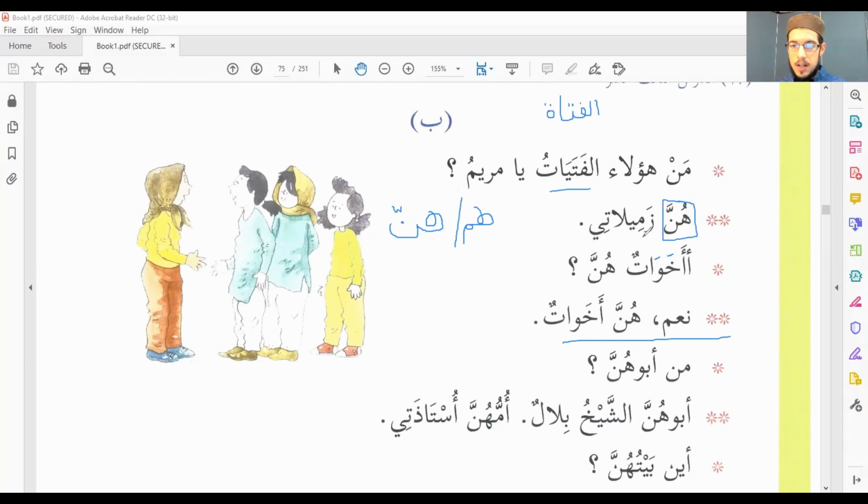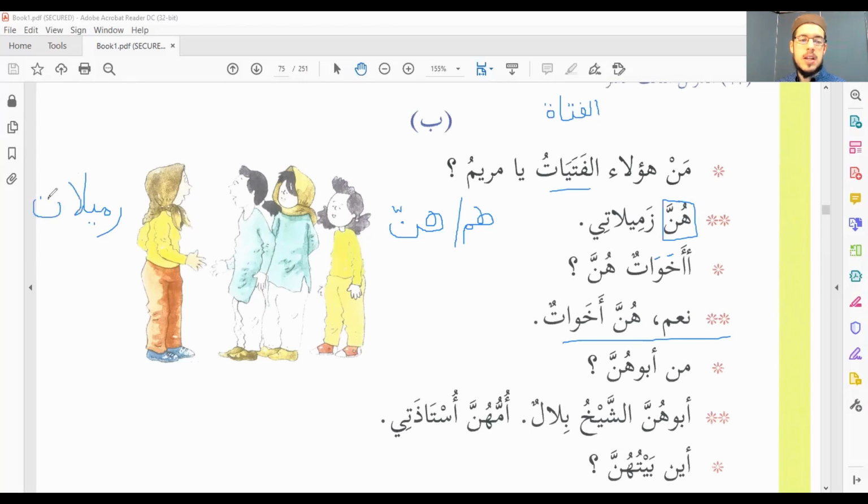So we have hunna zamilati. They are colleagues. We remember zamil is classmate or colleague. The sound masculine plural was zumala, a broken plural. But look at this. When we have it in the feminine, the singular is zamilatun with a ta marbuta, which means that when we go to the sound feminine plural, we're only talking about females here. No males in sight. Now it is zamilat.